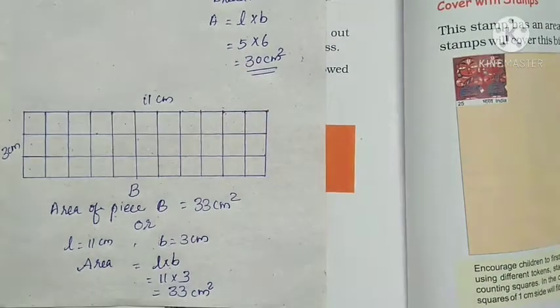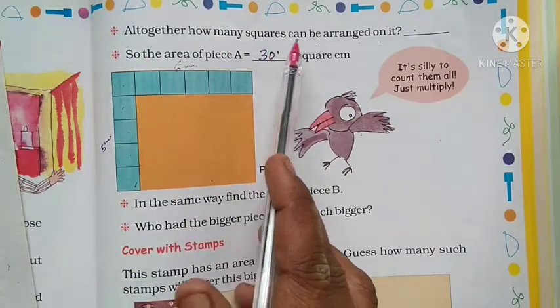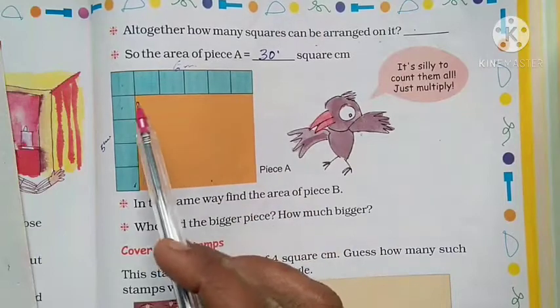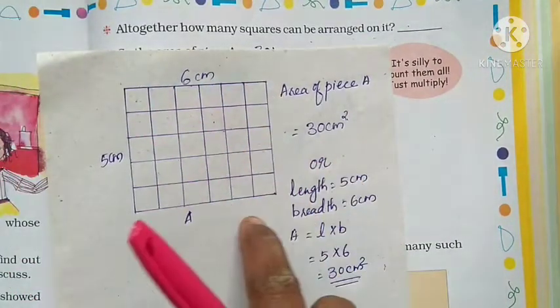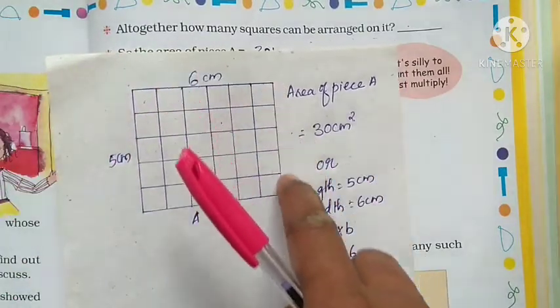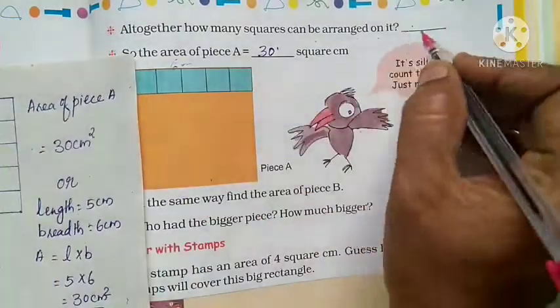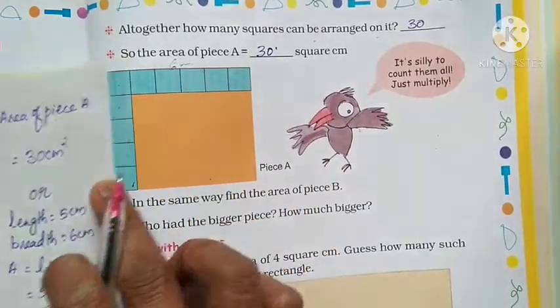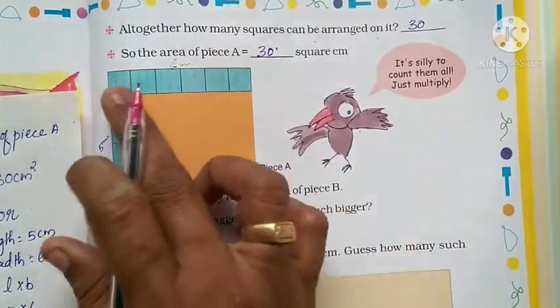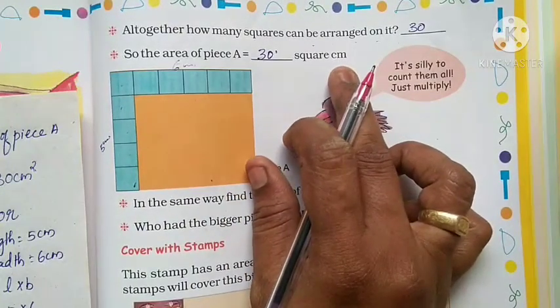Understand? So in your page number, here, altogether how many squares can be arranged on it? So this is the way we have to arrange the squares like this. So how many unit squares do we have to arrange in this figure piece? Yes, 30. So here 30 squares we can arrange in this figure. So the area of the piece is equal to 30 centimeter square, otherwise 30 square centimeter.